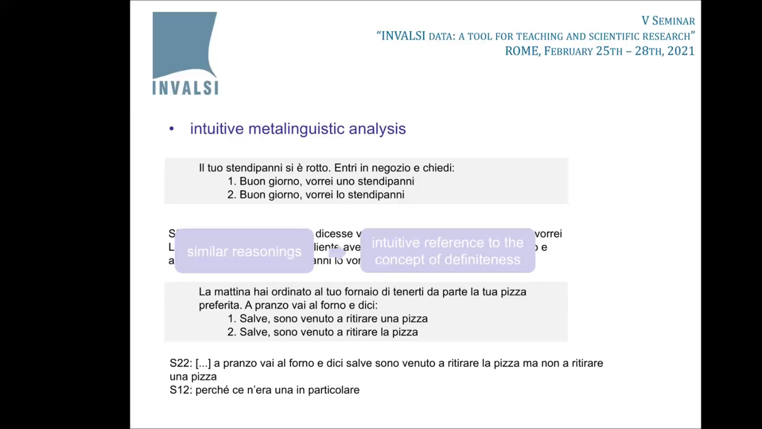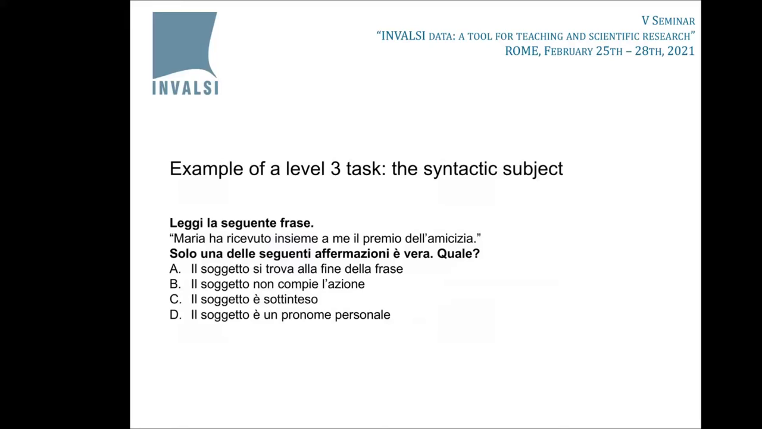It gets a bit trickier if we get to a level three task. This is an example where the task focuses on the syntactic subject and it says, leggi la frase, Maria ha ricevuto insieme a me il premio dell'amicizia, solo una delle seguenti affermazioni è vera, quale? Il soggetto si trova alla fine della frase, il soggetto non compie l'azione, il soggetto è sottinteso, il soggetto è un pronome personale. So in this case the sentence says something like Maria got an award for friendship.